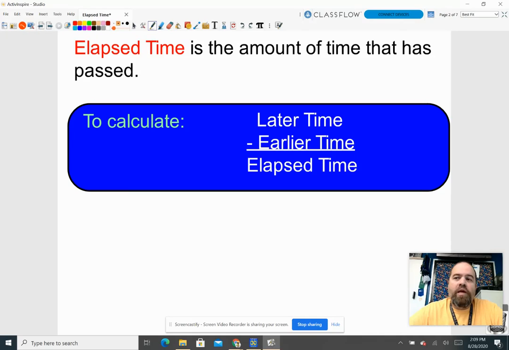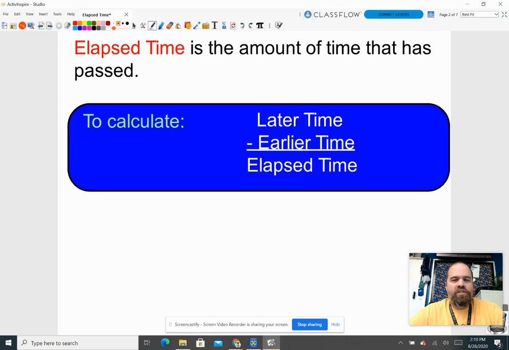You have to be able to keep track of the hours and minutes that you clock in and the hours and minutes that you clock out. The idea is that you're going to subtract the earlier time when you clocked in from the later time when you clocked out. Now, a lot of times that's pretty straightforward. You just do some basic subtraction and you're done.